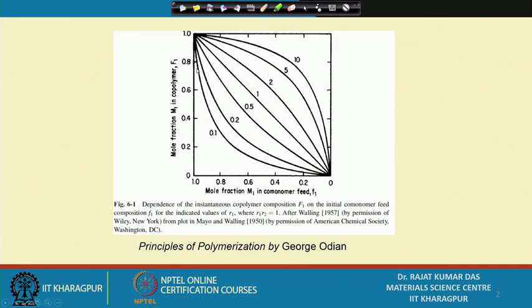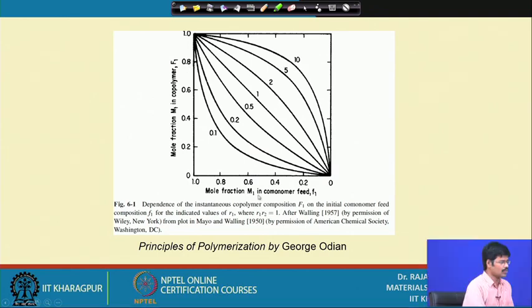That will be close to 78 or 80%. So it will be close to 80 mole percent, even though you have only 20 mole percent of monomer 1 and around 80 mole percent of monomer 2 in the starting co-monomer mixture. The copolymer composition will show around 80 mole percent monomer 1 and the rest monomer 2. This is what is given by the graph.